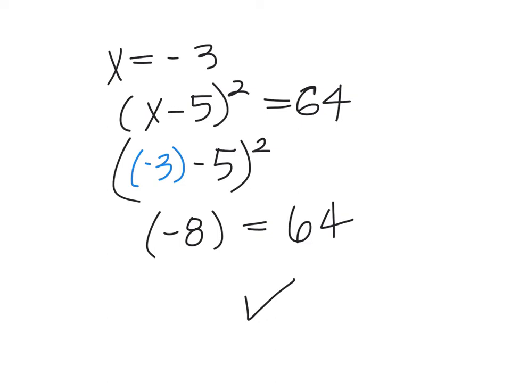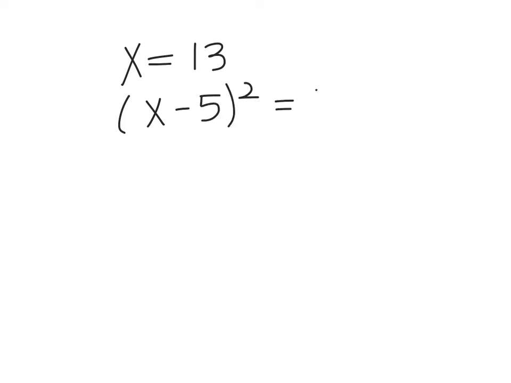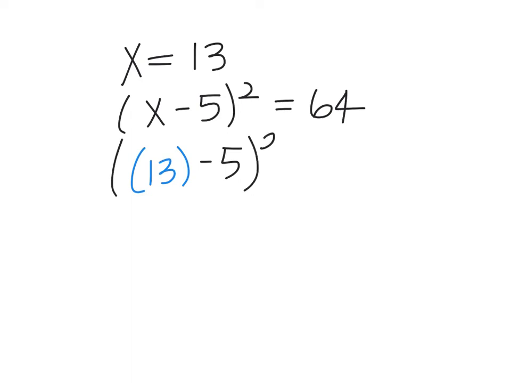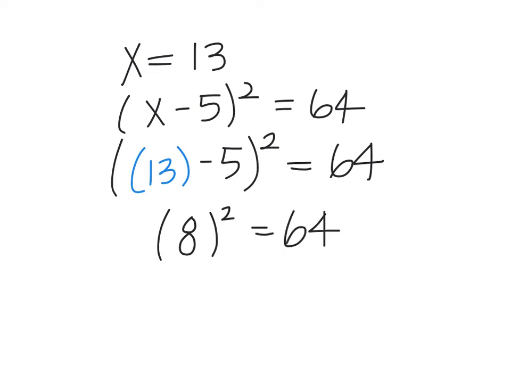Let's go ahead and check for when it's equal to 13. When x is equal to 13, and we're dealing with (x − 5)² = 64, once again we're going to go ahead and open up our parentheses, minus 5 here, squared equal to 64. 13 minus 5 is going to give us 8, and 8 squared is equal to 64. So this number works as well. Now we can confidently say that x is both equal to negative 3 and 13.